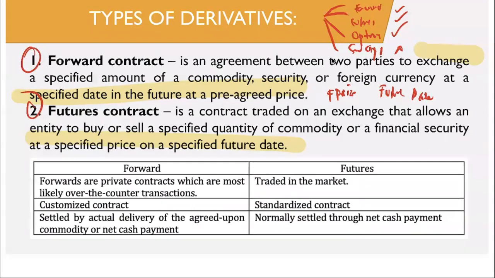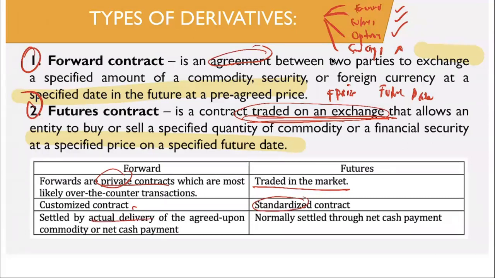But as you can see, the first one is only an agreement, but the second one is traded on an exchange. So by now, you should have an inkling of the difference between forward and futures contracts. Let's look at the differences. First, forwards are private contracts because they are only an agreement. Futures are traded in the market. So take note, they are traded on an exchange. Forward, since this is a private contract, is a customized contract. While futures, since they are traded, are standardized.